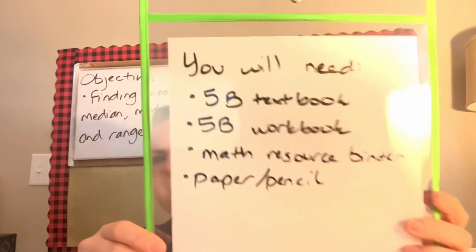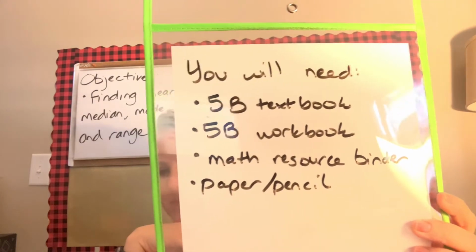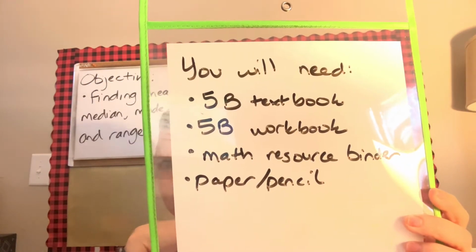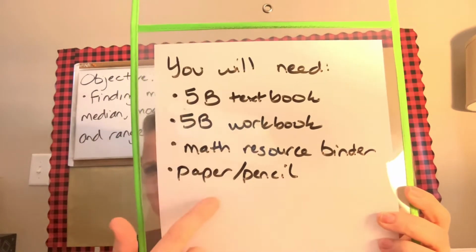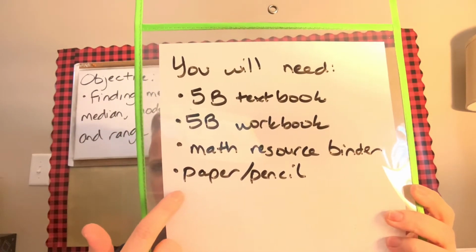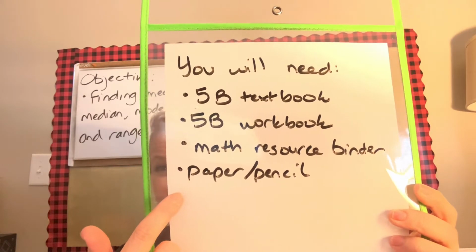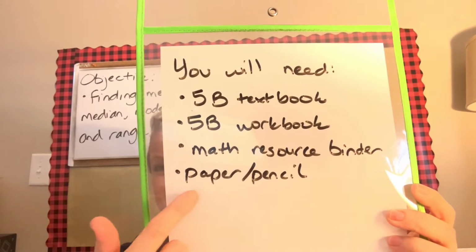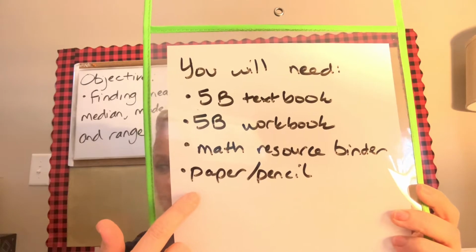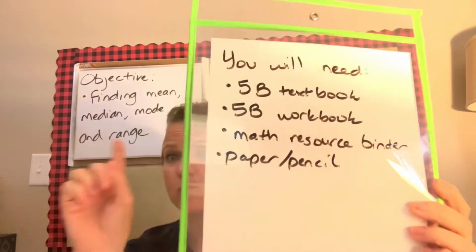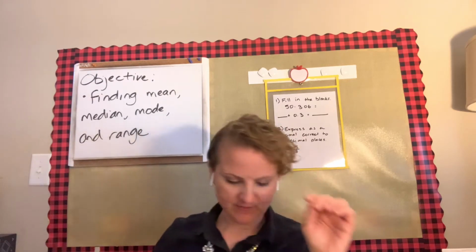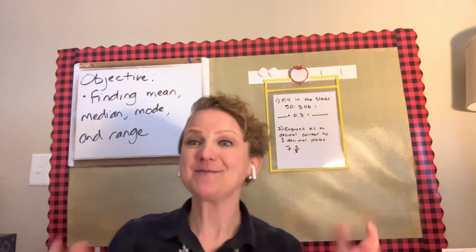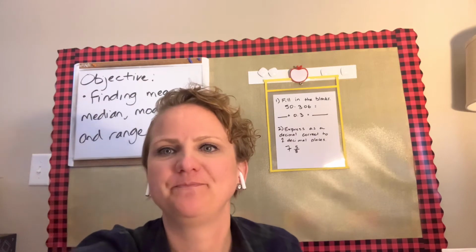So for today, you will need your 5B textbook, your 5B workbook, your math resource binder, and paper and pencil. And for today, when I say paper, I know some of you are doing work in your notebooks, which is great. But for today, we're going to be taking some notes that are going to go into your math resource binder. So you want to have at least one piece of paper that is a piece of loose leaf on which you can take some notes. Okay, so go ahead and get those things and then come on back and we'll get started.